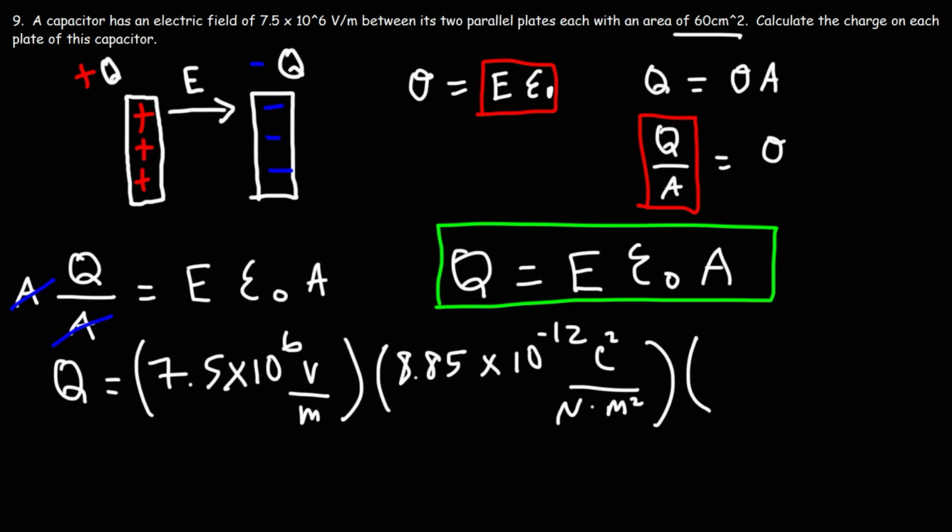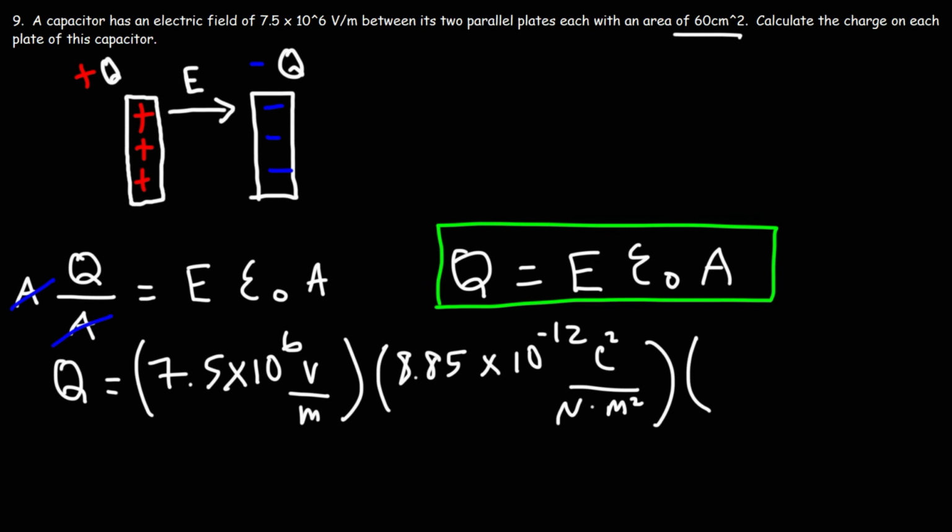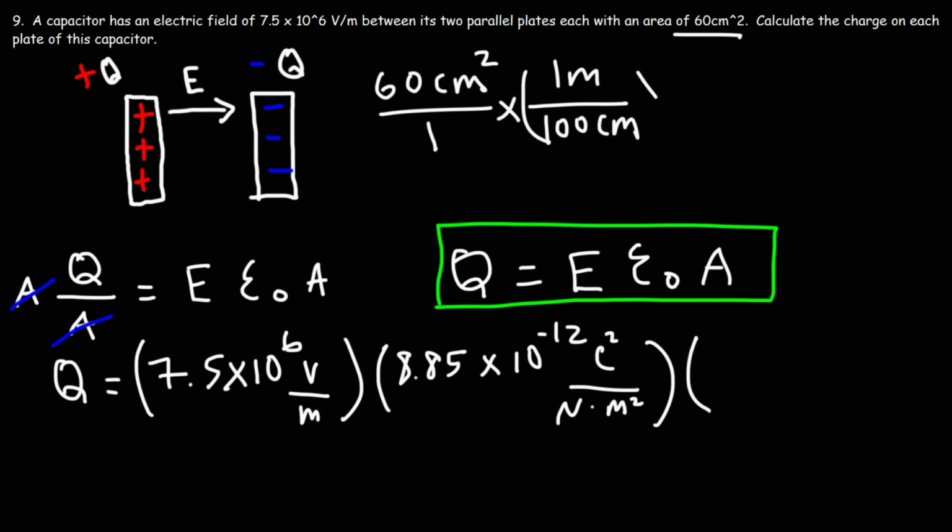We need to convert that to square meters. So I have 60 square centimeters, and we know that 1 meter is equal to 100 centimeters, but we need to square it. So we're going to divide 60 by 100 squared, or 60 divided by 100, and then divide it again by 100. So you should get 0.006, or 6 times 10 to the minus 3 square meters.